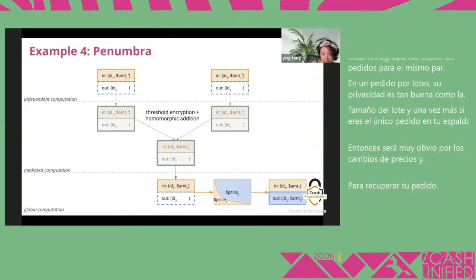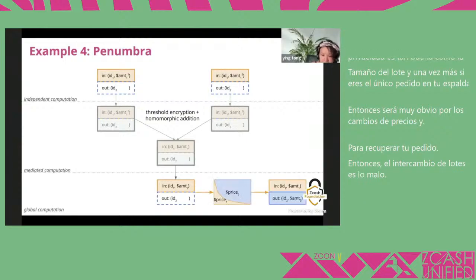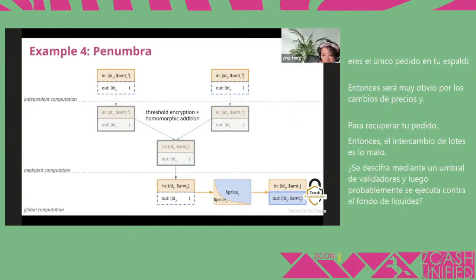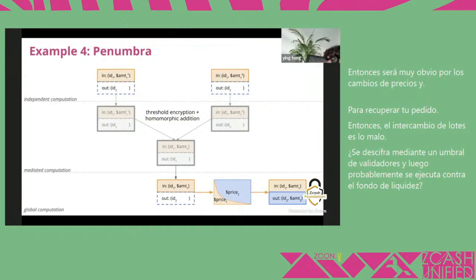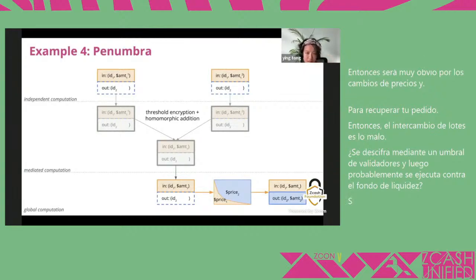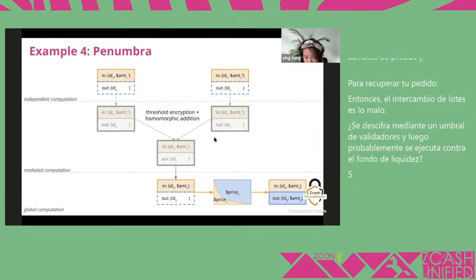So the batch swap is decrypted by a threshold of validators and then publicly executed against the liquidity pool. And then later on, individual users can claim pro rata their share of the output by proving the inclusion of their original order in some block.